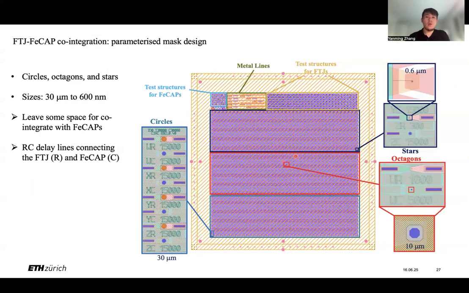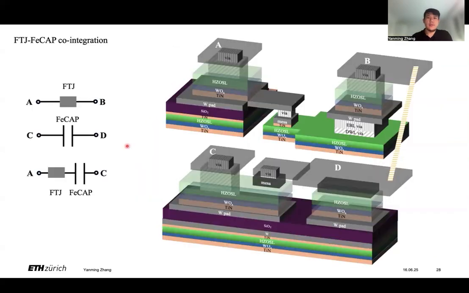Finally, if we go back to our mask, we can see that we designed some structures together, like XR and XC. The idea is to co-integrate the ferroelectric tunnel junction as a resistor R and the FeCap as a capacitor C together to build an RC circuit. Here is a three-dimensional view of the co-integration. Basically, a capacitor requires a rather thick ferroelectric layer to store the charges. However, for the ferroelectric tunnel junction, the HfO2 superlattice here should be ultra-thin to allow for tunneling.